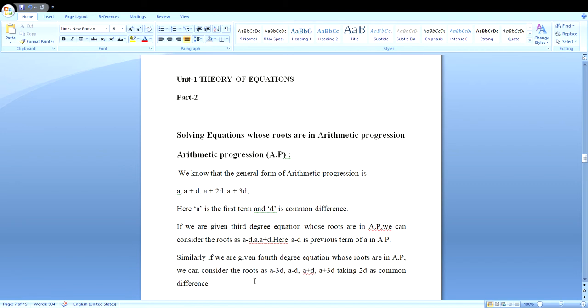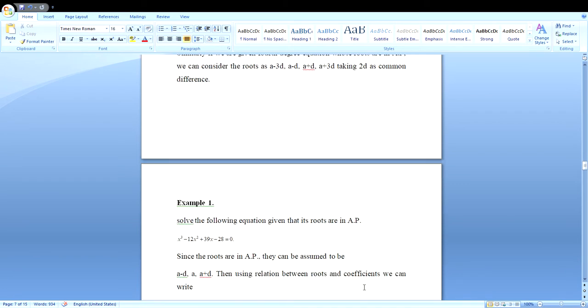Similarly, if we are given a fourth degree equation whose roots are in AP, we can consider the roots as a minus 3d, a minus d, a plus d, a plus 3d, taking 2d as the common difference. Now I am going to explain examples.